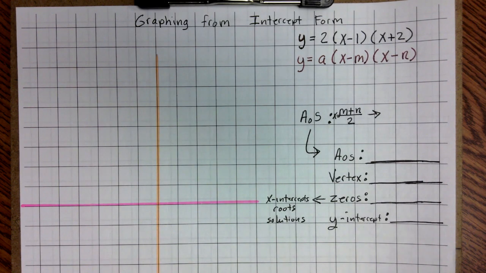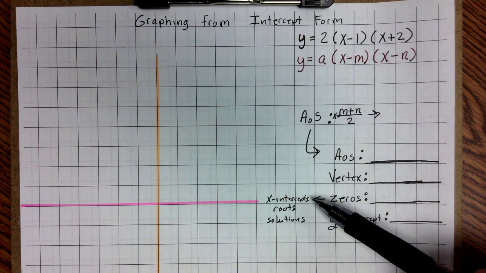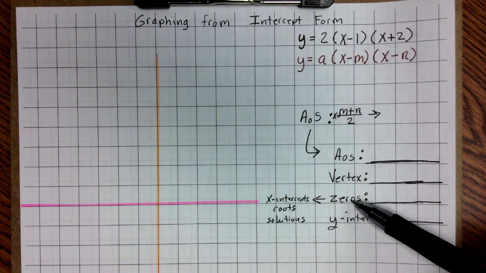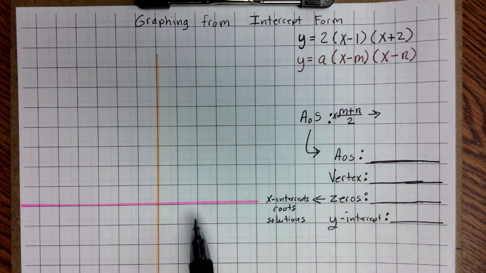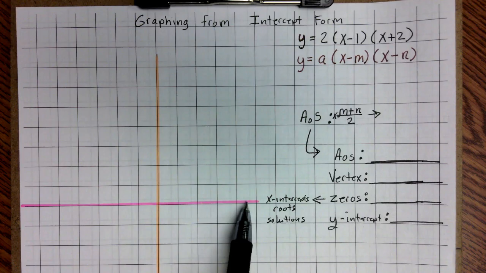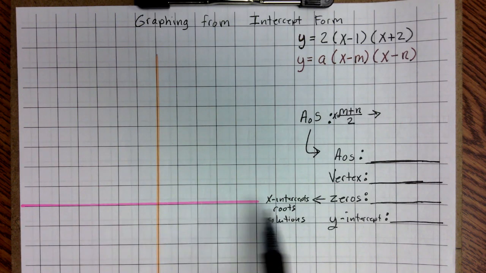Now, the first thing that I do when I get one like this is I typically try to find my zeros, or what we call our x-intercepts, our roots, or solutions. And notice I wrote down all those terms right here. When we talk about a zero, it's really just an x-intercept. And it's also called roots and solutions. So it's going to be the point where that parabola crosses the x-axis.